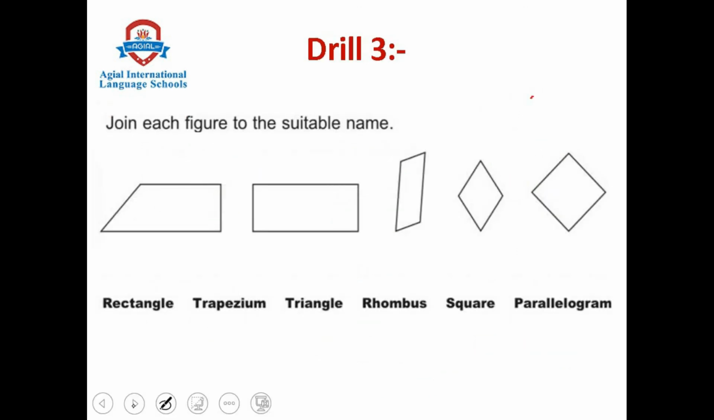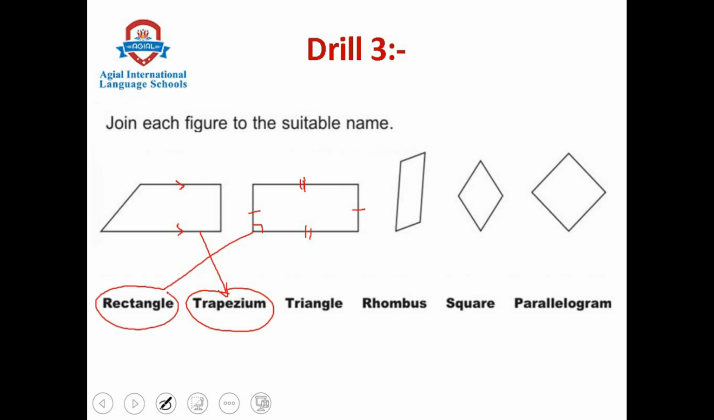Join each figure to the suitable name. The first figure has only two opposite sides parallel and not equal in length, so it's called a trapezium. The second figure, each two opposite sides are equal and parallel, and all angles are equal and each of them equals 90 degrees, so this is a rectangle.